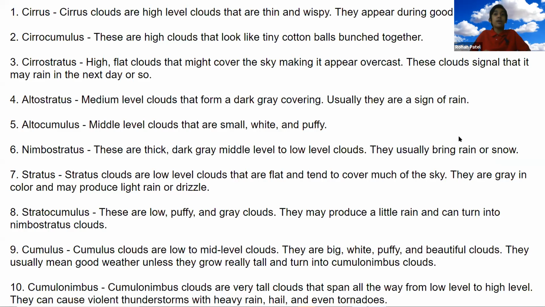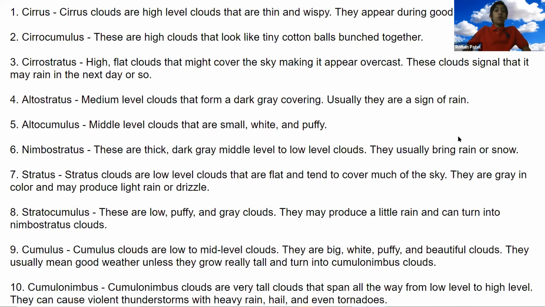Altocumulus clouds are middle level clouds that are small, puffy and white. Nimbostratus clouds, those are the thick, dark gray middle level to low level clouds. They usually bring the rain and snow. We have our stratus clouds. They are low level clouds that are flat and tend to cover most of the sky, but they are gray in color and they may produce a light rain or drizzle. Now, nimbostratus is rain and snow, but it's heavy rain. You have to remember that stratus is a very light rain and drizzle, different than the nimbostratus.